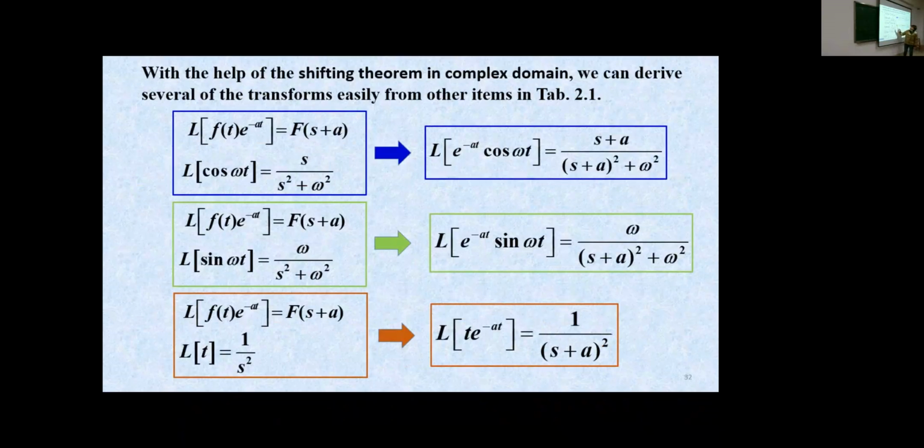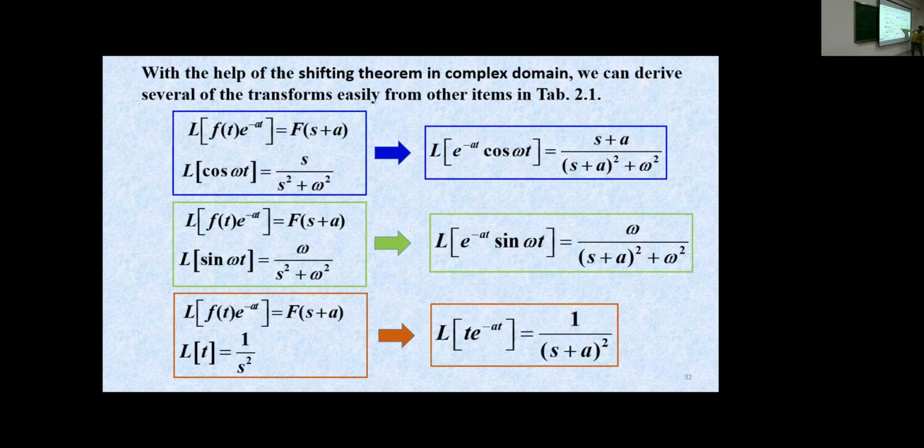Since we have these two, then cos omega t is like this, right? And if we have e to the minus a t times cos omega t, then the Laplace transform for this will change to what? It's no longer s, it's what? s plus a. So s here is no longer s, but s plus a. s squared is what? s plus a squared, right?